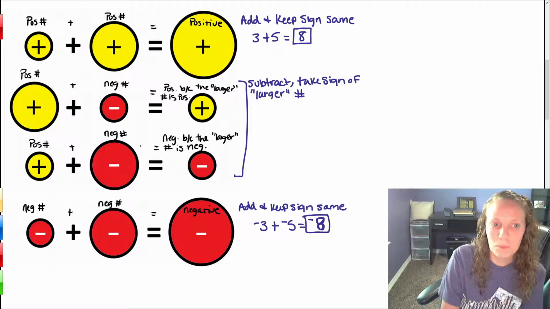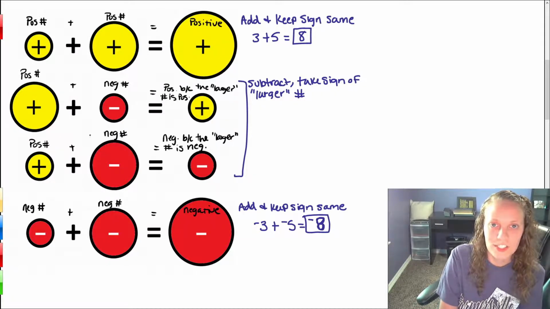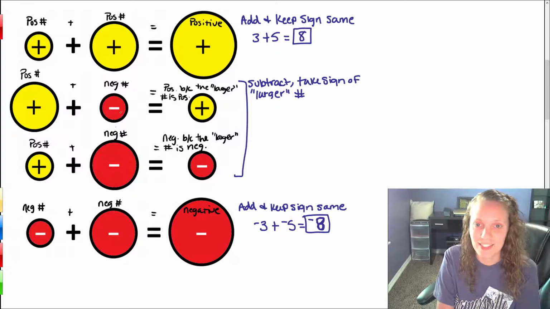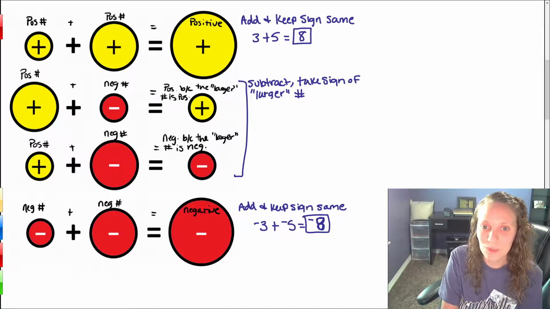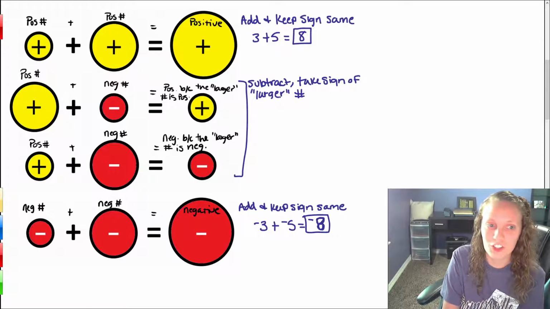Now, these two middle problems are dealing with integers with different signs. The first one is positive and the second one is negative. If that's the case, we are going to subtract the numbers and then take the sign of the larger number.